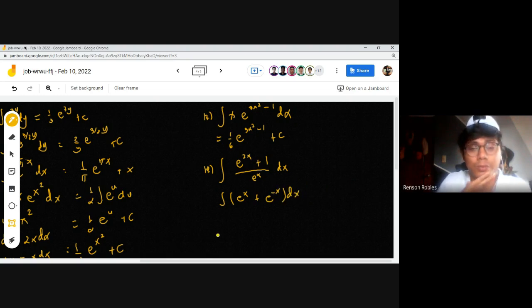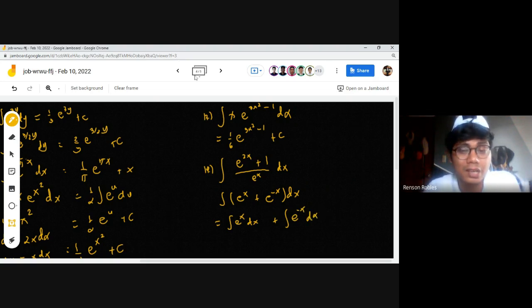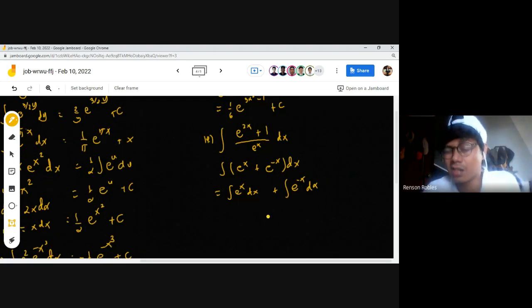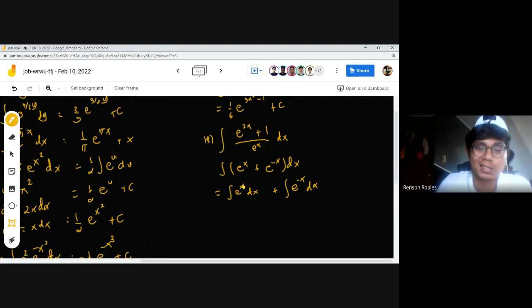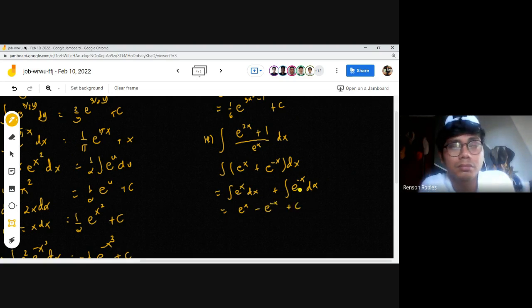Right? And then when you integrate, you apply the sum rule. So you have integral of e to the x dx plus the integral of e to the negative x dx. And this is e to the x. What about this? All right. Plus c.